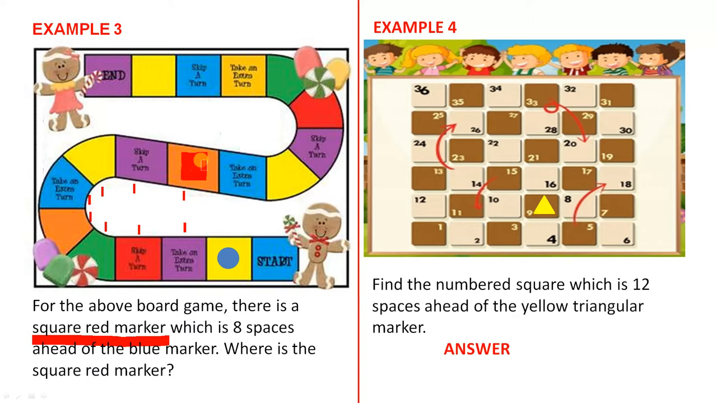It would be on this orange space there. Okay, so there's your square red marker. Let's double check. 1, 2, 3, 4, 5, 6, 7, 8. So that's where it is.